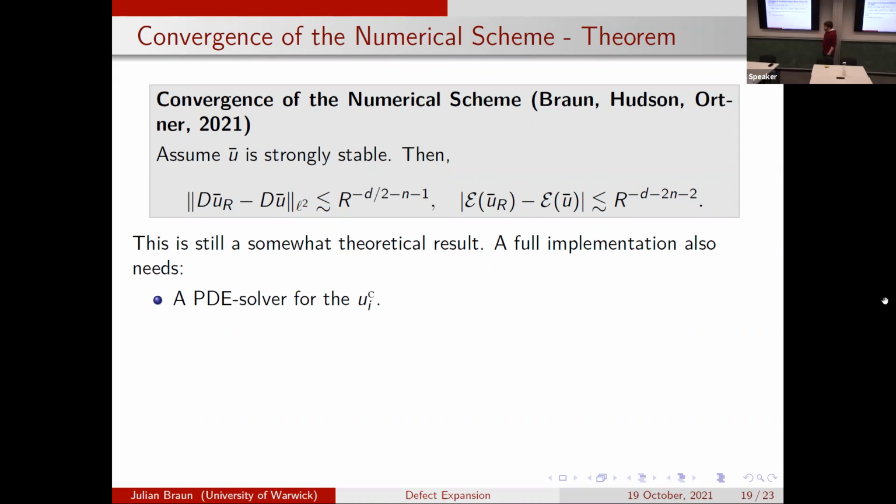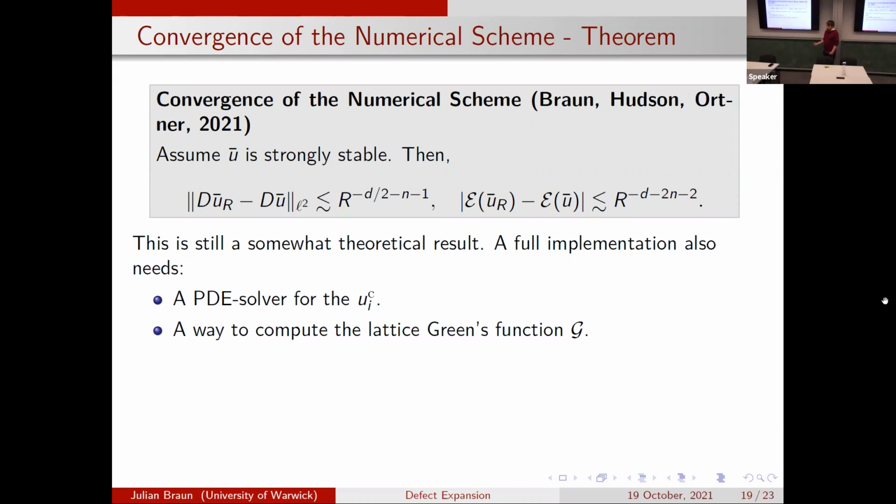You need a PDE solver for the UICs, would be the first thing. As I said, this is just a straightforward constant coefficient second order linear elliptic PDE. However, it's kind of a far field problem, and it's not quite an exterior problem either. It's kind of an underdetermined exterior problem, because you don't actually have boundary conditions. You need a way to compute the lattice Green's function.